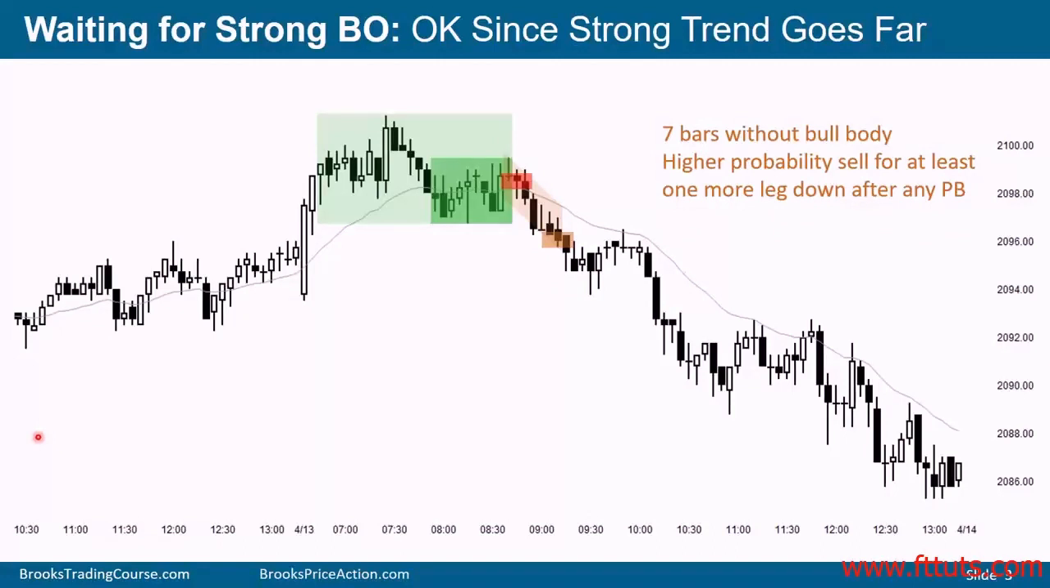If a trader wants a higher probability short, instead of shorting here in the middle of this tight trading range, he'll wait for a strong bear breakout below here. For example, we have a bear bar, consecutive good-sized bear bars, and then we're getting another pair of bear bars here. At this point, we've had 5, 6, or 7 consecutive bear bars. It's higher probability to short either here or down here.